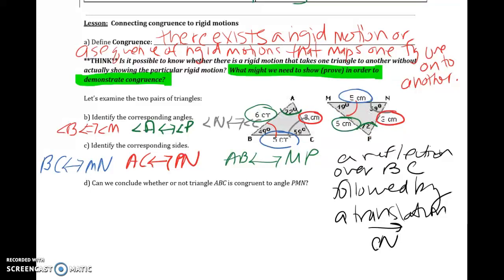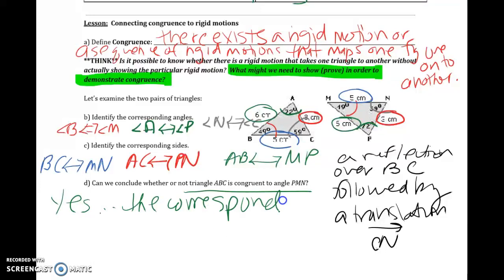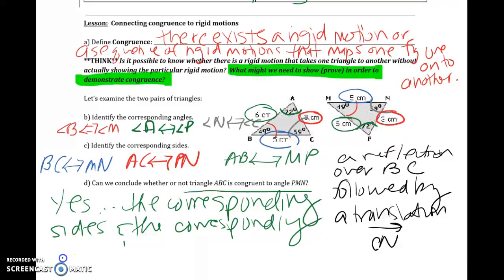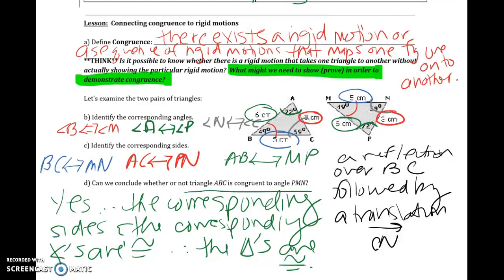However, can we conclude whether or not triangle ABC is congruent to triangle PMN without showing that rigid motion or identifying it? Yes. And why is that? The corresponding sides and the corresponding angles are congruent. Therefore, the triangles are congruent. So we only need to show that corresponding angles and sides, or the parts of each triangle, are congruent. Not all of the parts, though, which we'll talk about in the next video.